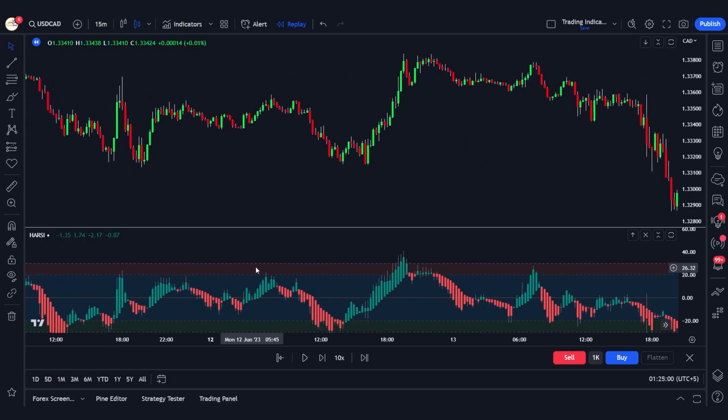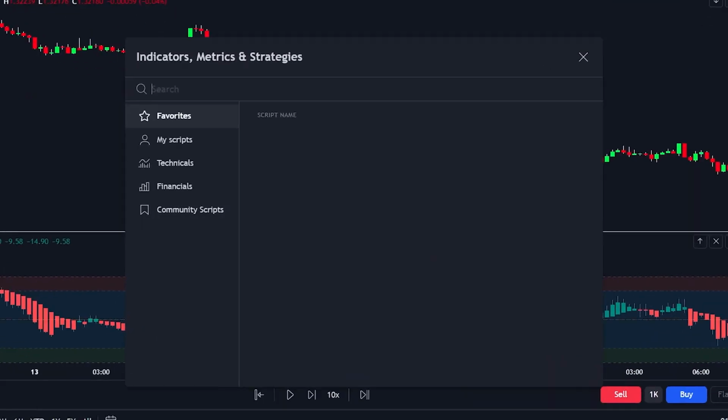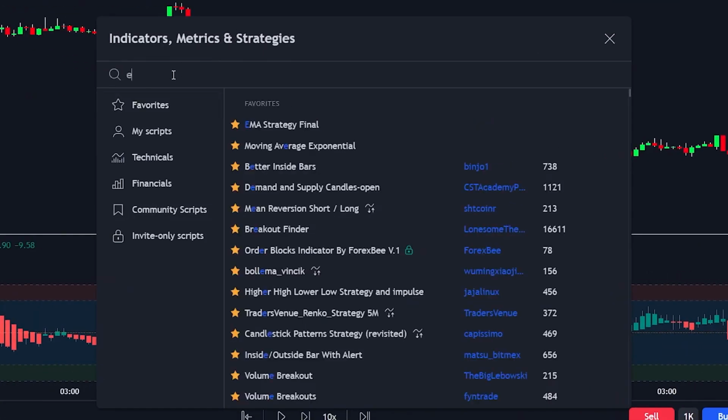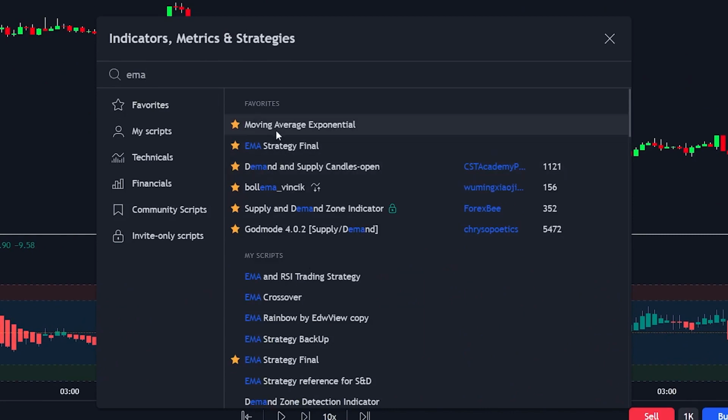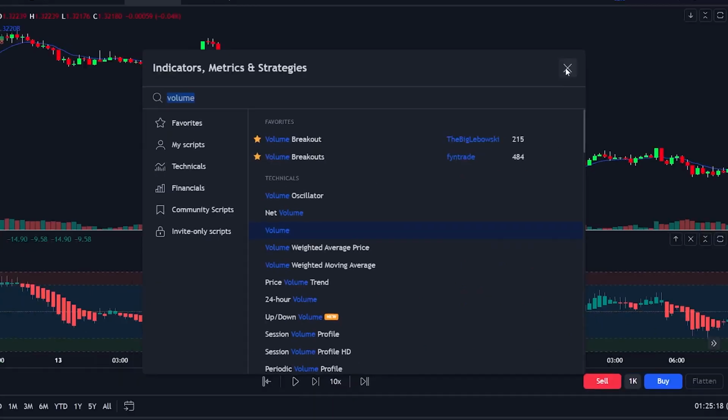Now let's talk about the trading strategy that we're going to need for this indicator, and for that, let's go ahead and add the indicators that we will use. So the indicators are the exponential moving average, or EMA, and we're going to add this one by TradingView. And another indicator that we're going to use is the volume indicator to make sure that there is enough volatility in the market when we go ahead and look for any trades.